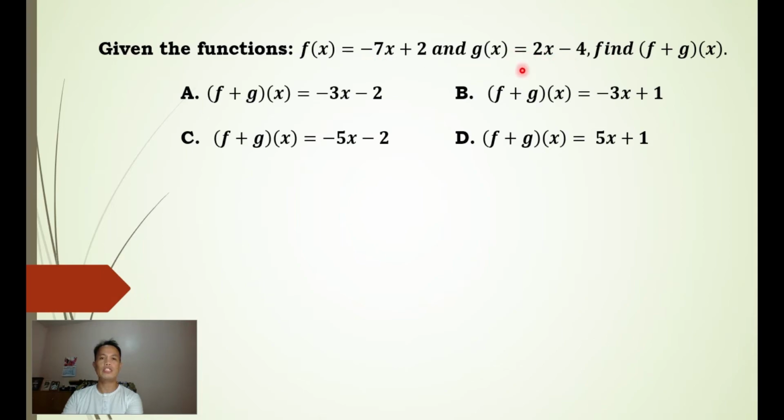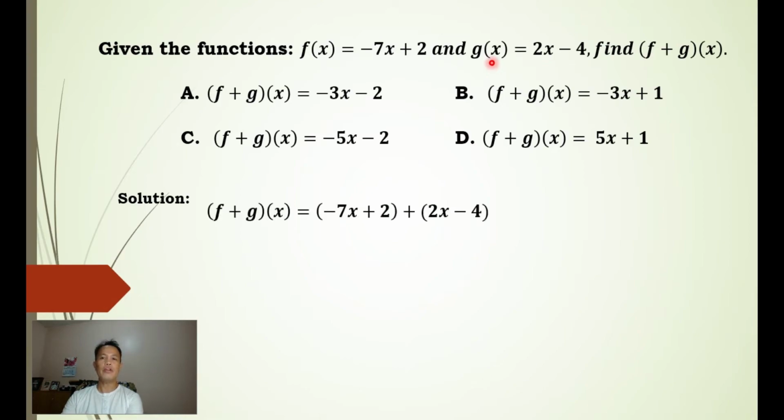So we need to add these two functions. Letter A, that is negative 3x minus 2. Letter B, that is negative 3x plus 1. Letter C, that is negative 5x minus 2. And letter D, that is 5x plus 1. So how do we perform addition of functions? These are the givens: negative 7x plus 2 for f of x and 2x minus 4 for g of x.